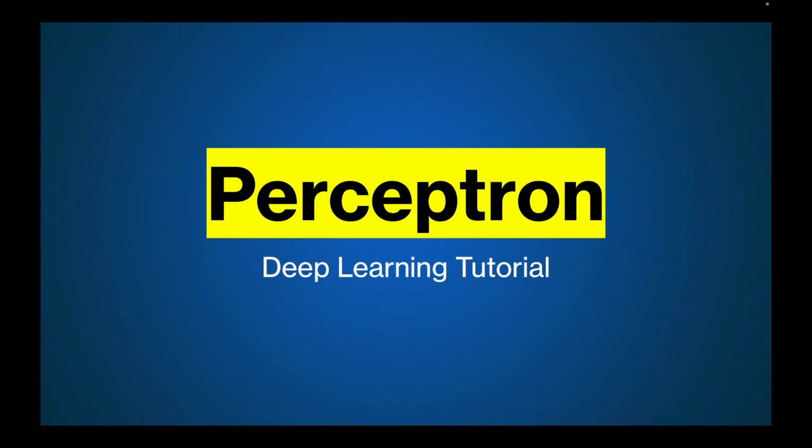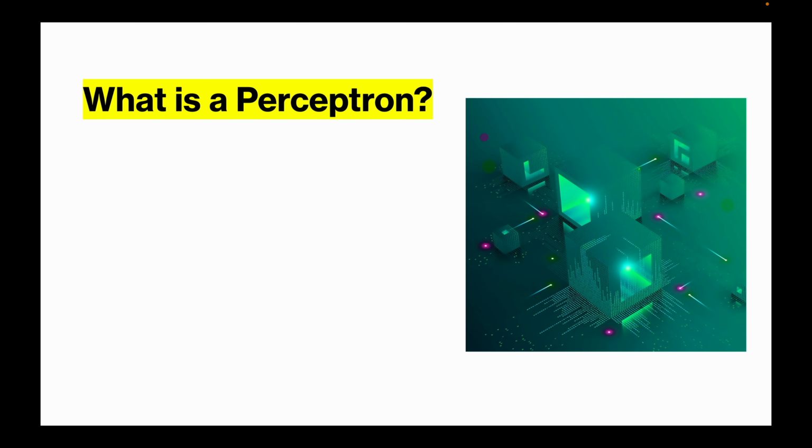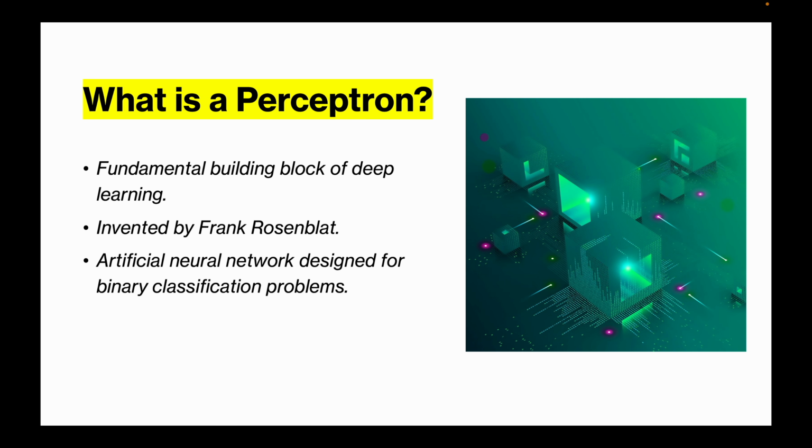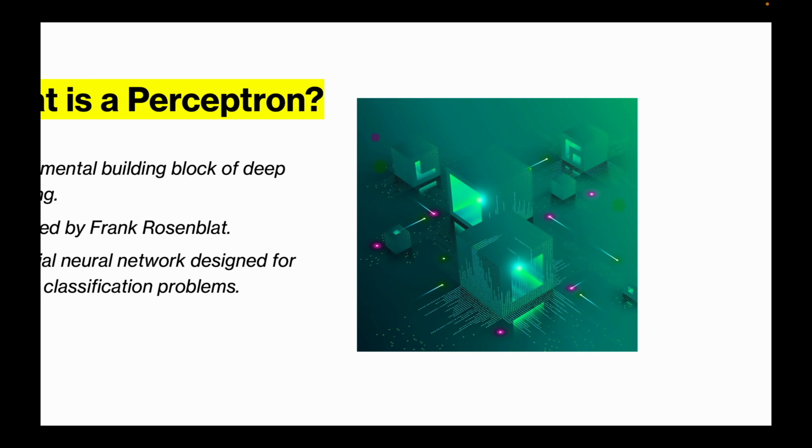In this video, we are learning about Perceptron. So let's get started. What is a perceptron? A perceptron is the fundamental building block of deep learning. It was invented by Frank Rosenblatt. Perceptron is the simplest form of an artificial neural network designed for binary classification problems.